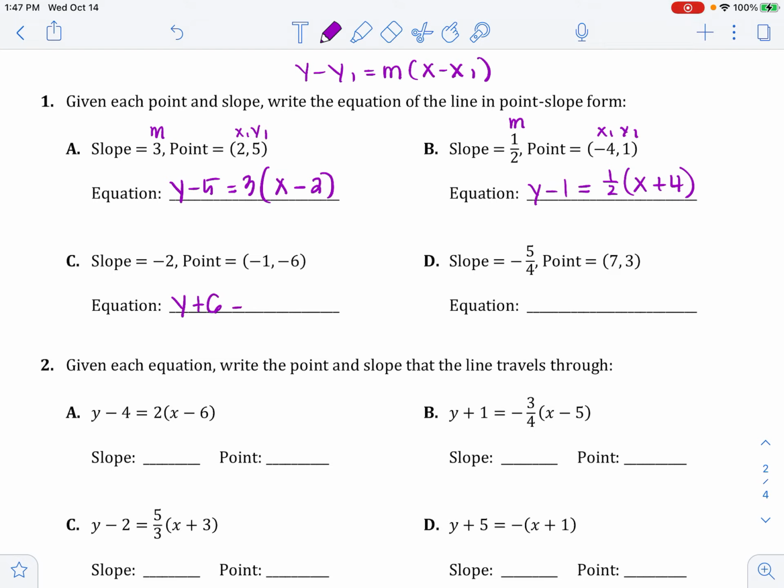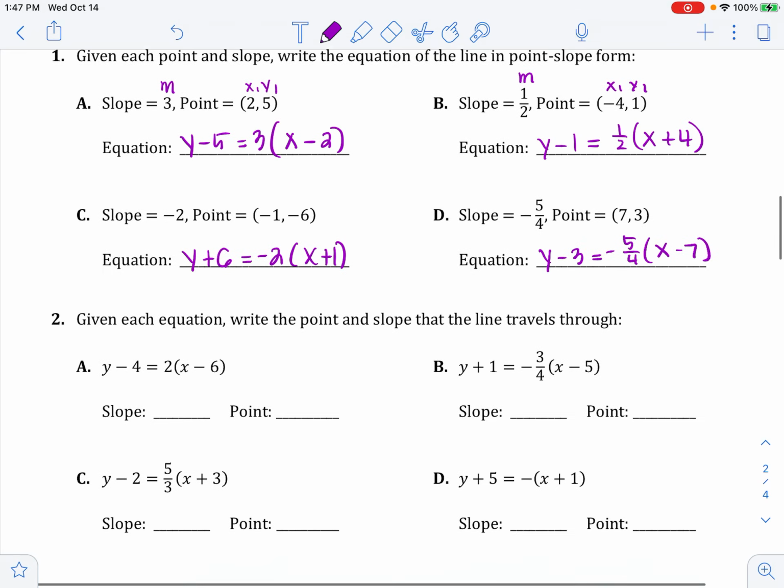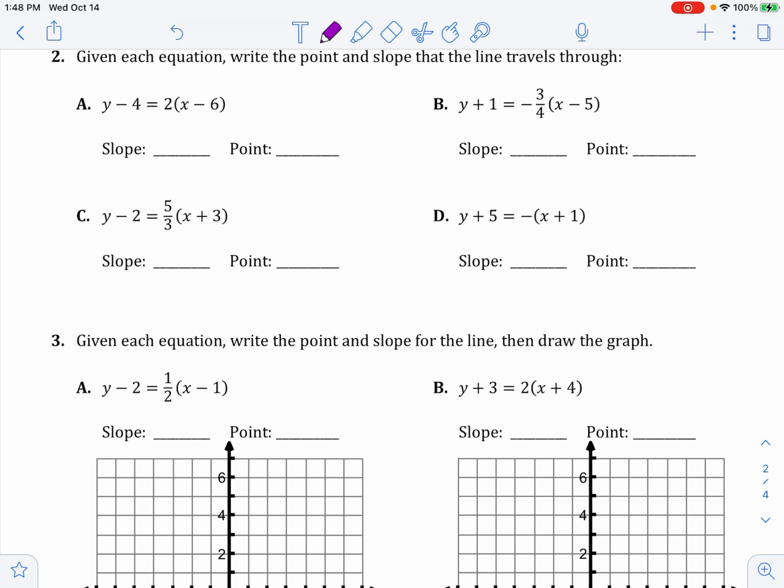You should have y minus -6, so plus 6, equals -2 times x minus -1, so plus 1. This one here, y minus 3 equals negative 5/4 times the quantity of x minus 7. Pretty simple, right? Okay, let's make sure you're able to go backwards.